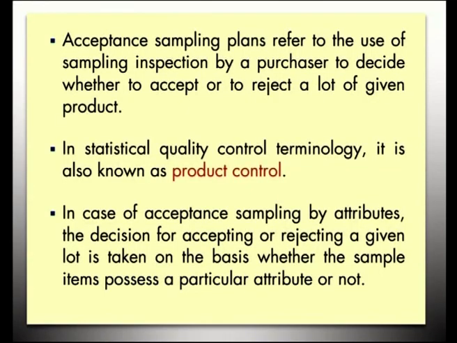So, acceptance sampling plan refers to the use of sampling inspection by a purchaser to decide whether to accept or reject a lot of a given product. In statistical quality control terminology, this is called product control.